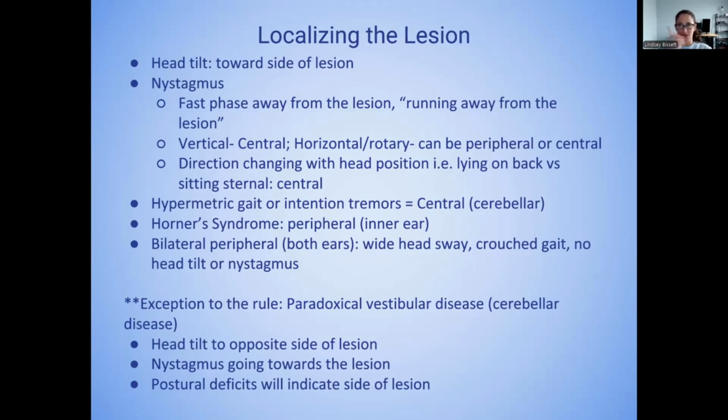The fast phase is going towards the side of the lesion. So instead of the fast phase going to the left, running away from the lesion, with a right-sided lesion, it would be fast phase to the right. Thankfully, this is not very common, but there is something to keep in mind. If the head tilt and nystagmus aren't matching with the postural deficits, that leads you to the cerebellum. And you'll just listen to the postural deficits when it comes to identifying if it's a left or right-sided lesion in that case.